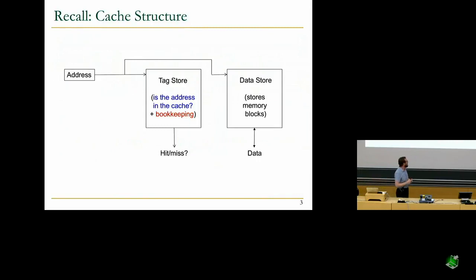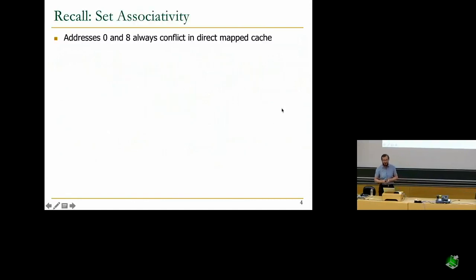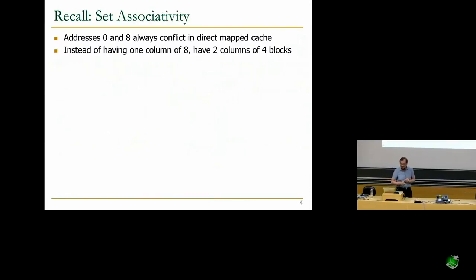Basically, we're going to talk a little bit more about the cache structure and how to manage the cache. This is just for you to recall what we're talking about. We have a tag store and a data store. And recall that we talked about set associativity last time. This is essentially how you organize the cache: where can a block address in memory map to?